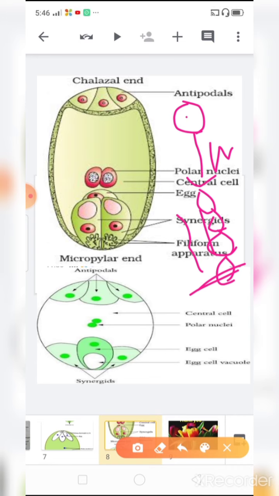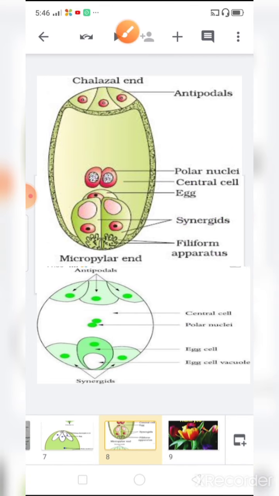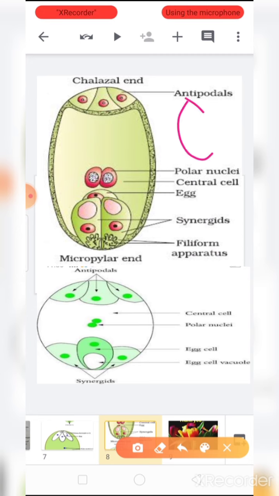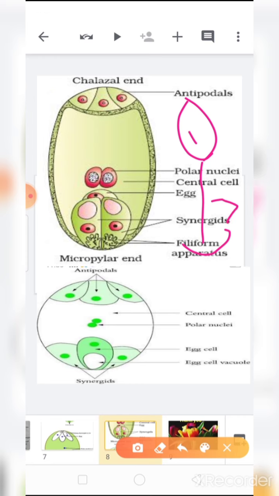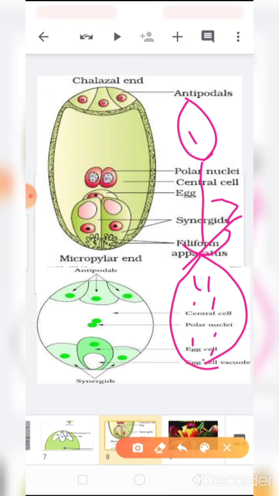This functional megaspore nucleus undergoes 3 mitotic divisions and produces an 8-nucleate embryo sac. Of these 8 nuclei, 4 nuclei move to the micropylar end and 4 nuclei move to the chalazal end.